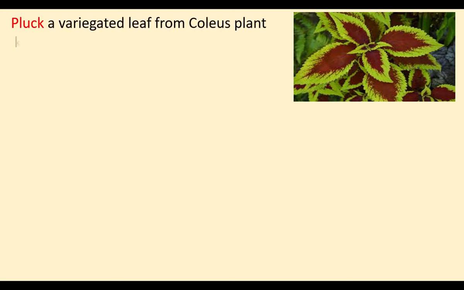Let us see an experiment. This plant shows variegated leaves. The chlorophyll is not uniformly distributed in the leaves. Pluck a variegated leaf from Coleus plant. Keep in sunlight. The plant is kept in sunlight. From the plant, a leaf is plucked.